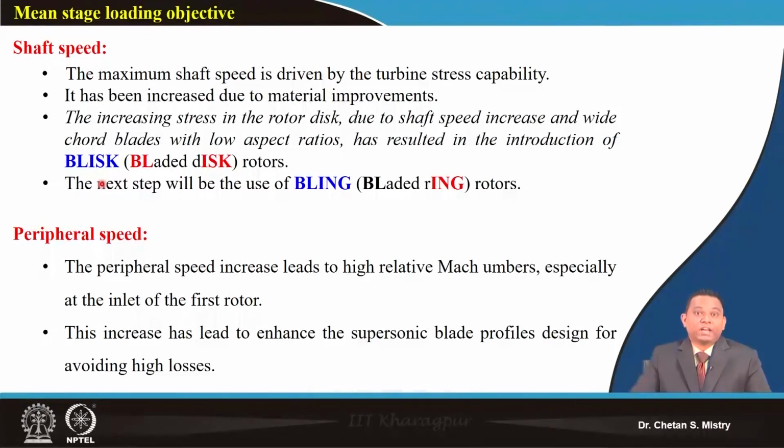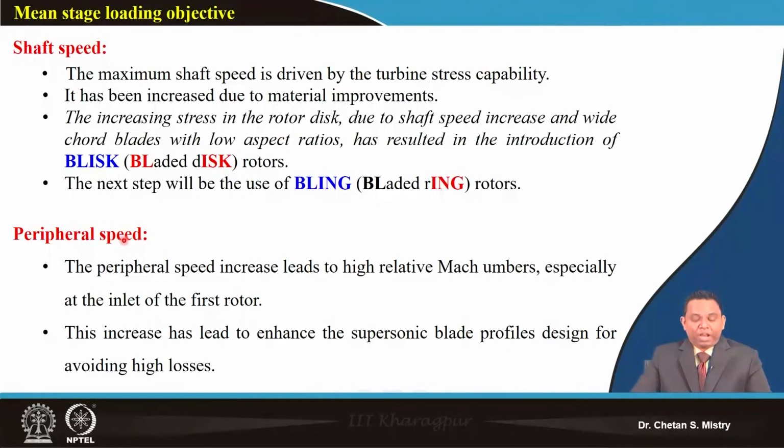Okay, that's a recent trend people have started working on. There are many existing engines which have this kind of configuration. The next step will be the use of blings, that is, bladed ring rotors. So this is what will be coming in the near future. You can understand, with the requirement of high stage loading and high overall pressure ratio, all these developments are going on.